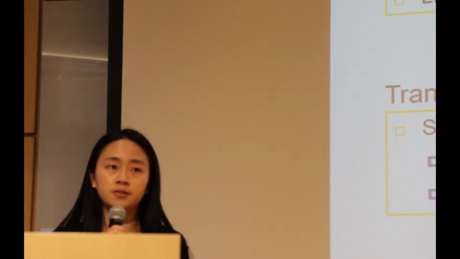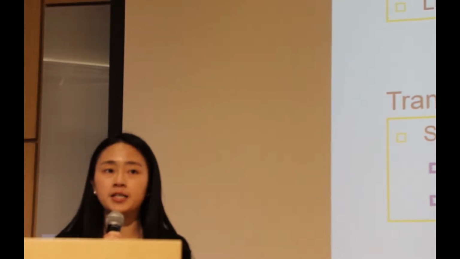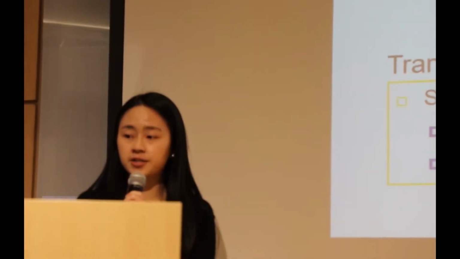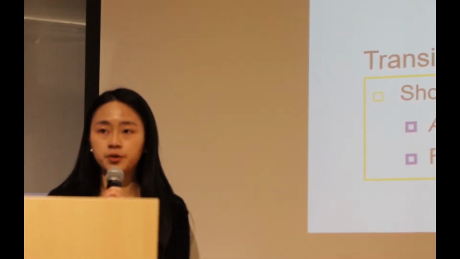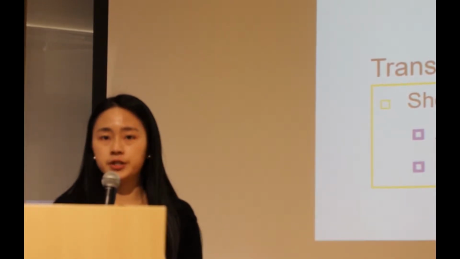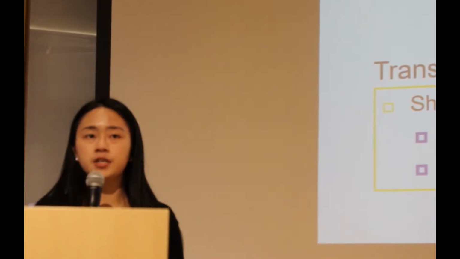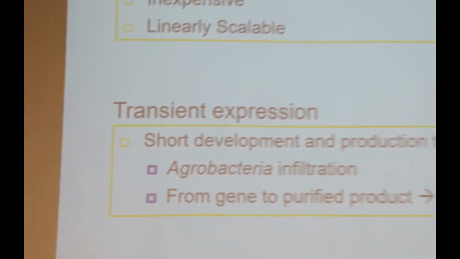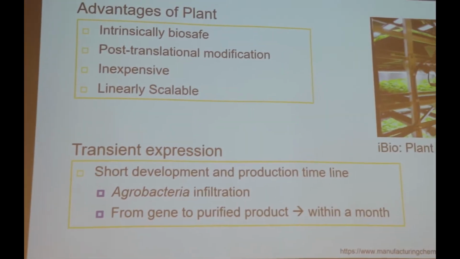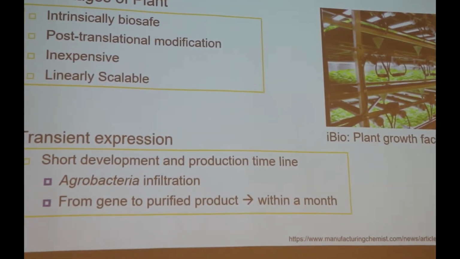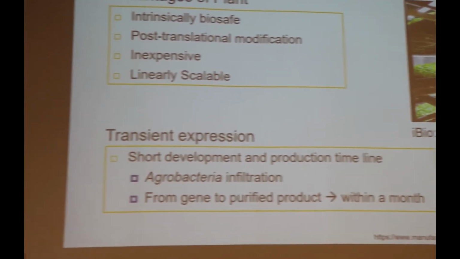It is also linearly scalable. By simply adding more plants to a greenhouse, you get more production capacity. And the most common way of using plants for protein production is through transient expression of protein. This method is realized by agrobacterial infiltration. First, we engineer the agrobacteria to carry the gene of interest. Then we infiltrate our plants with the engineered agrobacteria. Then the gene gets transferred into plant cells and will express at a really high level within a week.